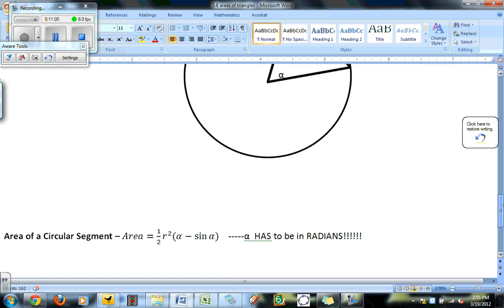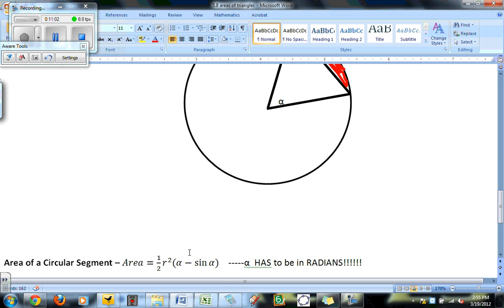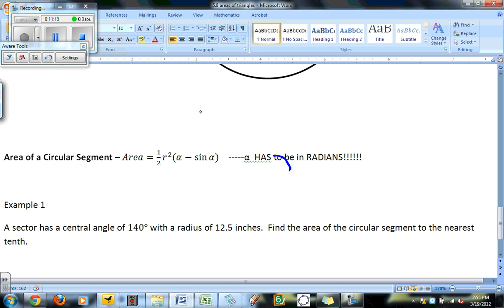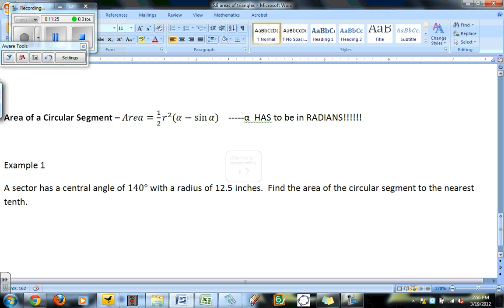So the area of a segment is 1/2 r squared, the radius squared, times alpha, your central angle, or you can use theta if you want, minus the sine of your central angle, and alpha has to be in radians. We already knew that because we were dealing with the distance around a circle, so we knew we had to be in radians. Okay, so here we go.